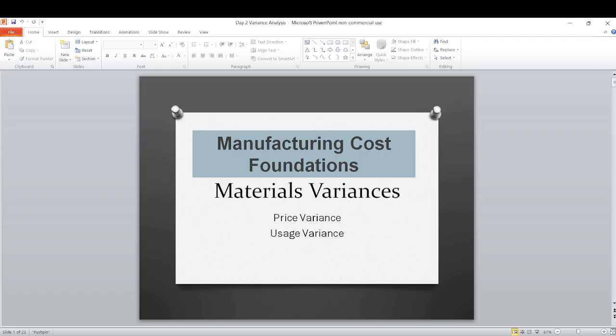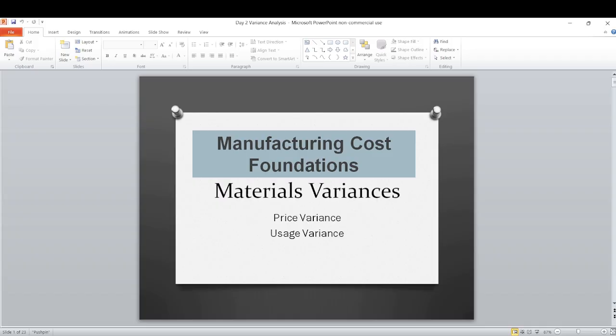Variance analysis is like detective work for finance. Imagine you have a budget or a standard cost. Variance analysis helps you figure out why your actual costs were different. And that's what separates a good analyst from someone who just reports numbers.